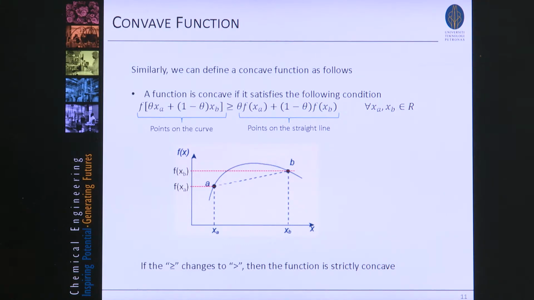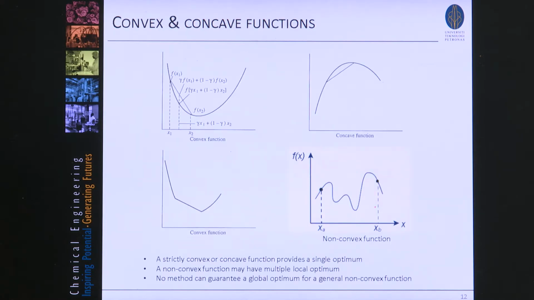Another type is the concave function. It's the other way around. If all values of the straight line are always lower than the value of the objective function, we call this the concave. So we have another example. You know this one for convex, and you know that one for concave.